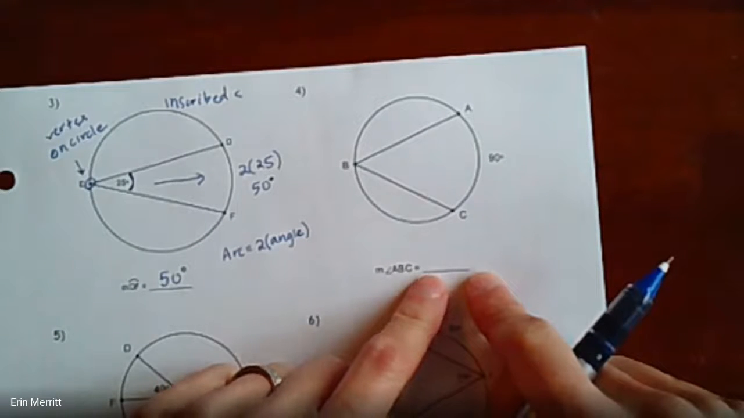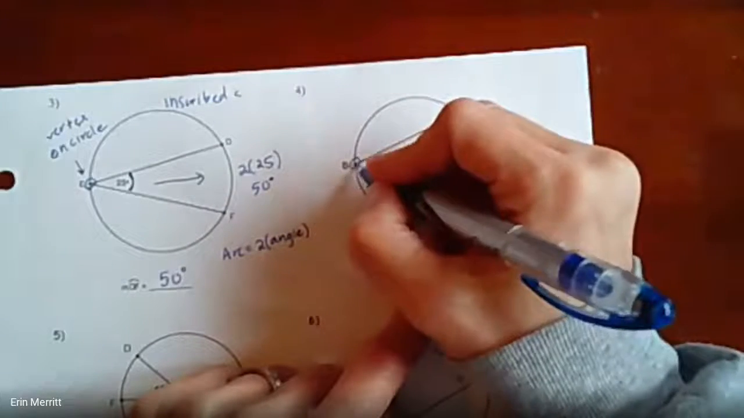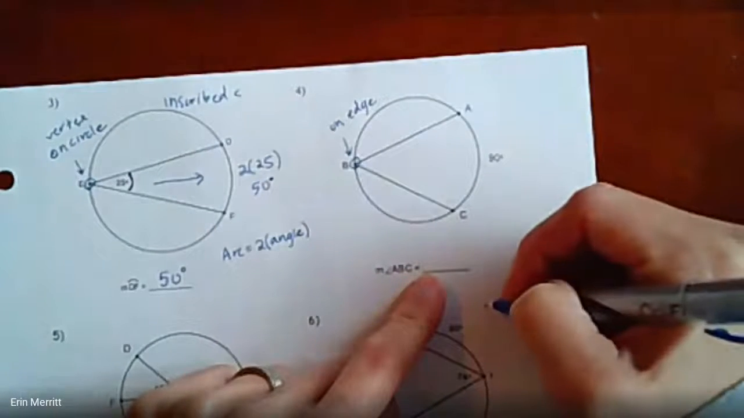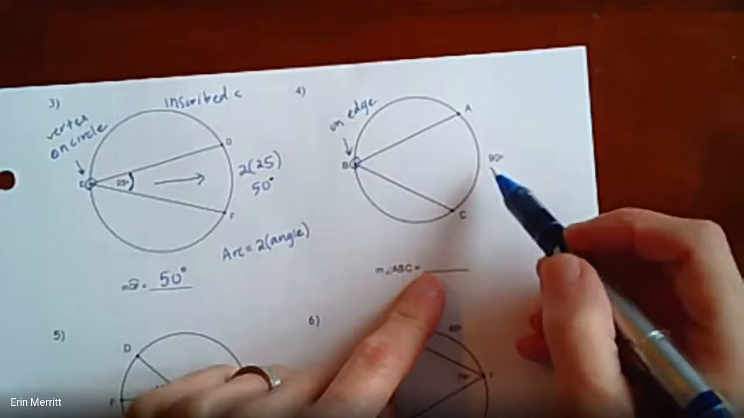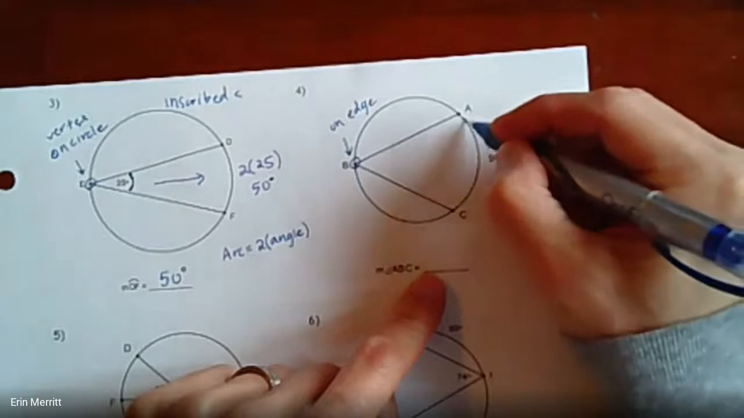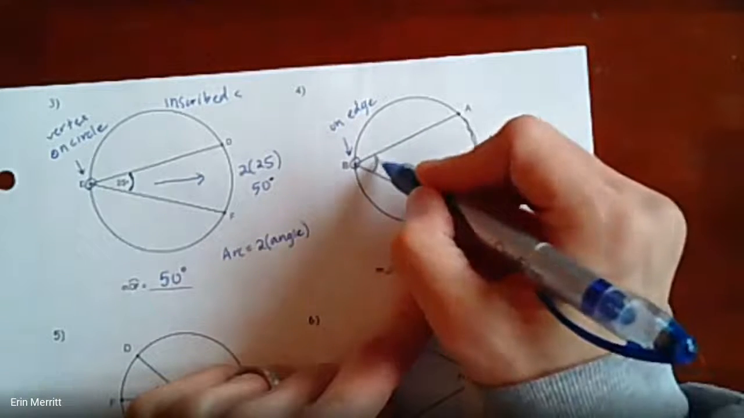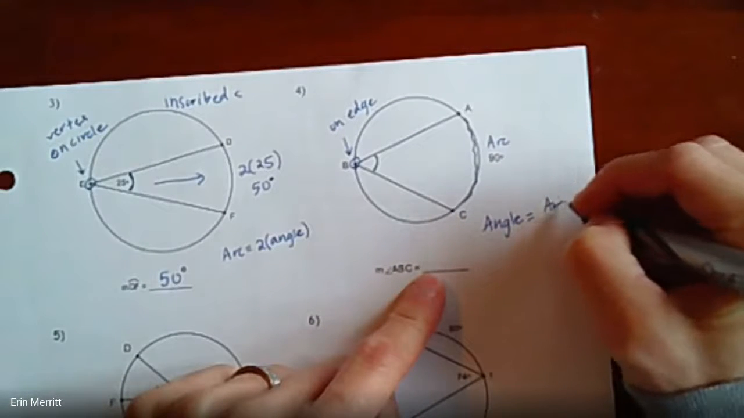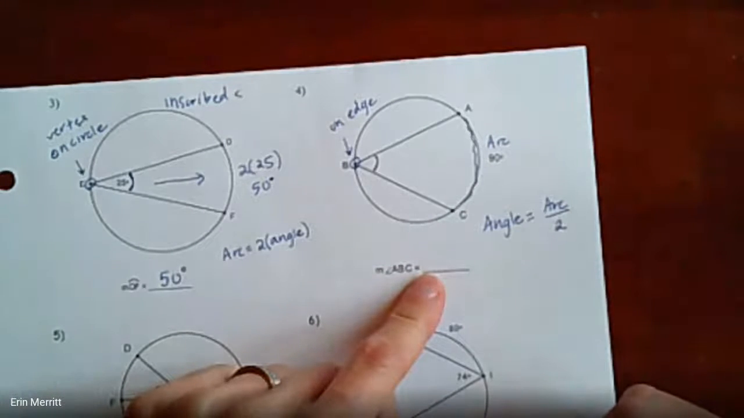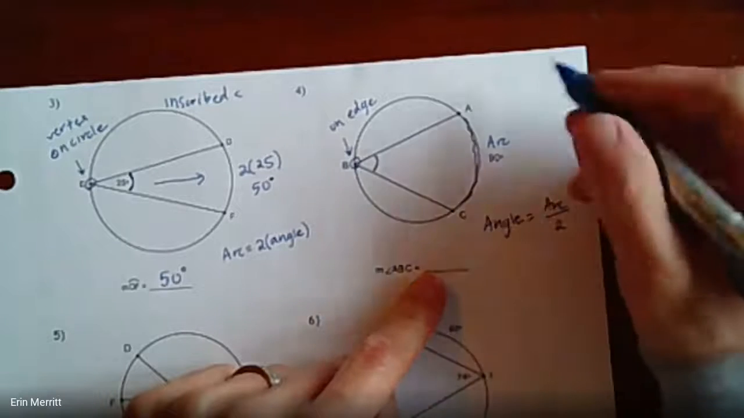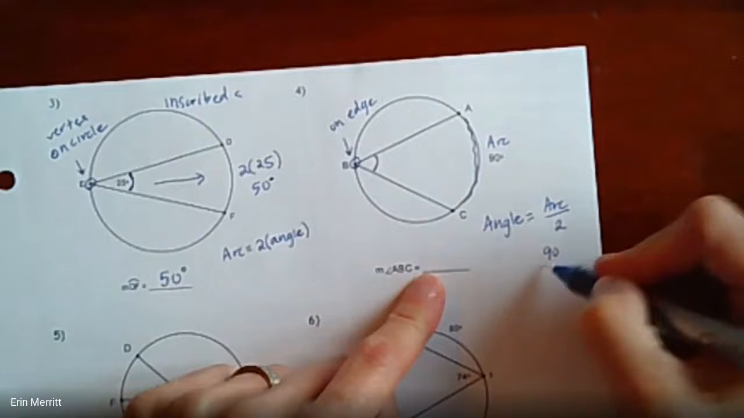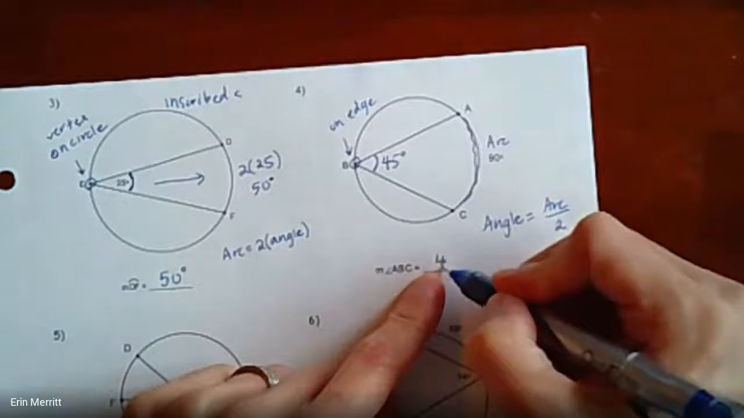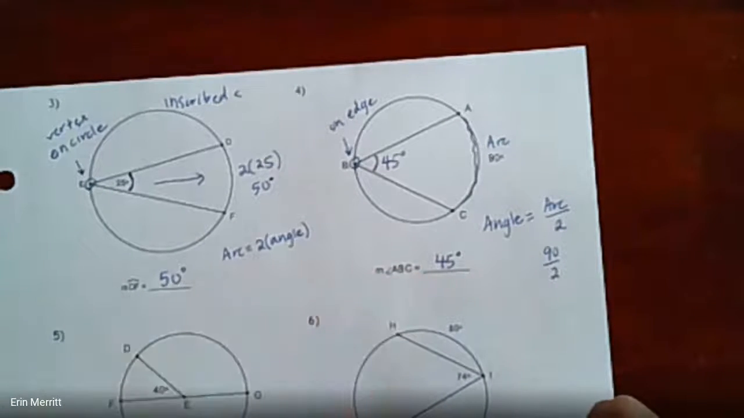Number 4, same type of angle because B is on the edge of the circle, but this time you are given the arc out here is 90, and I want to solve for the angle. So the angle is equal to the arc divided by 2. So in this case, if we do 90 and divide it by 2, that angle has to be 45 degrees.